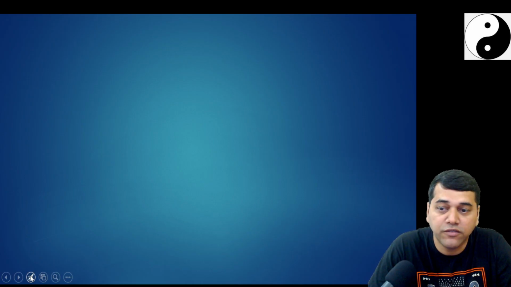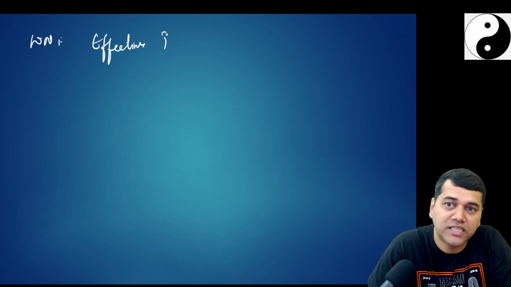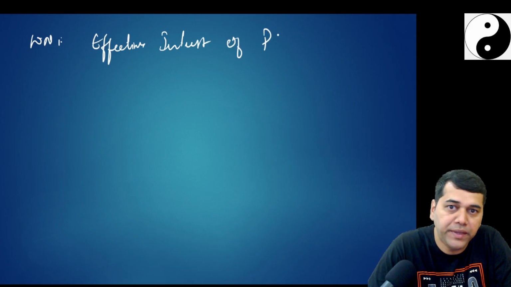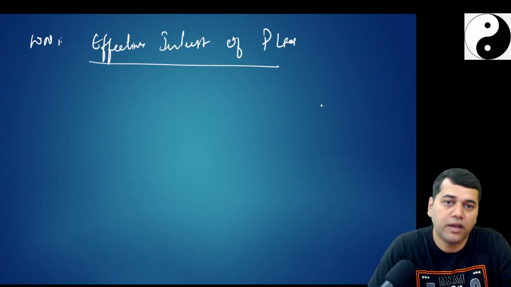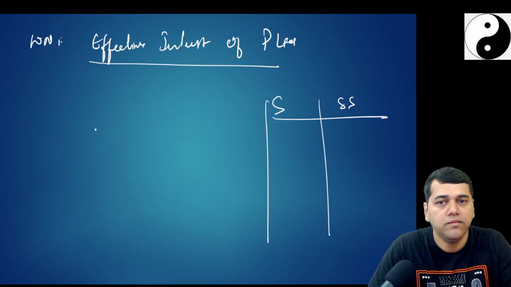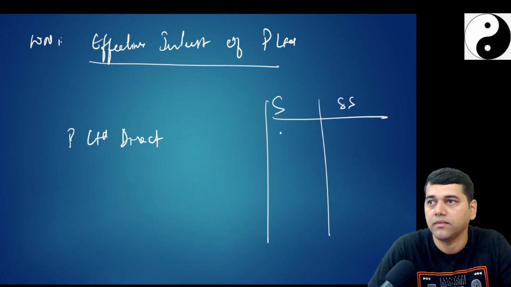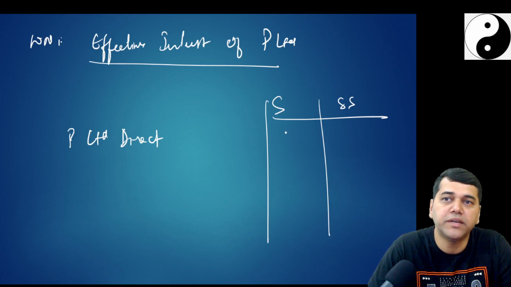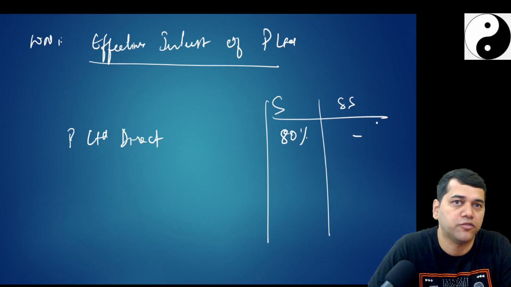Since it's chain holding, always start with the first working note, the effective interest of P Limited, the parent. First thing we will calculate is the effective interest. We have two entities now, S and SS. What is P Limited's direct holding in S? 80%. Do you hold directly in SS? No, otherwise you would have seen it in the investment in the SFS of the parent.